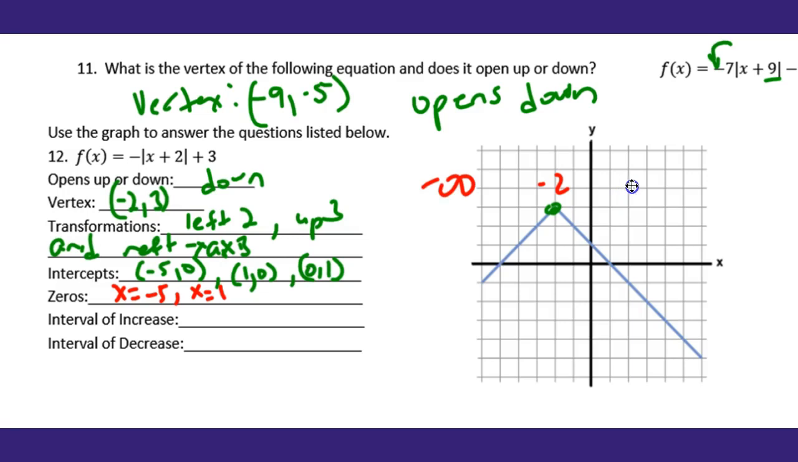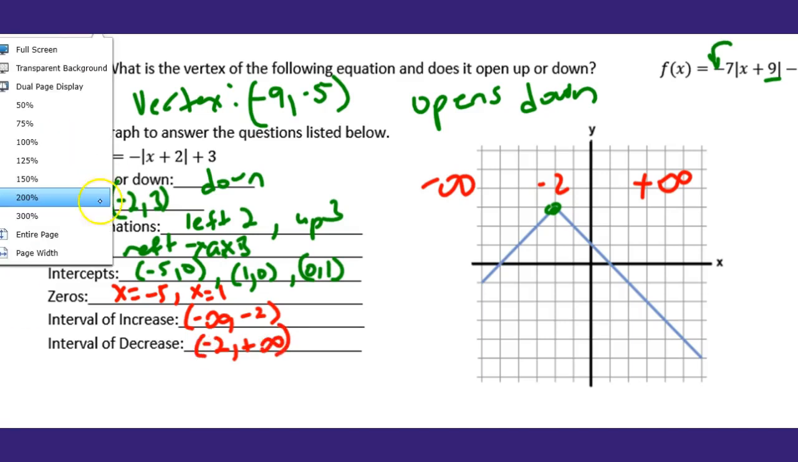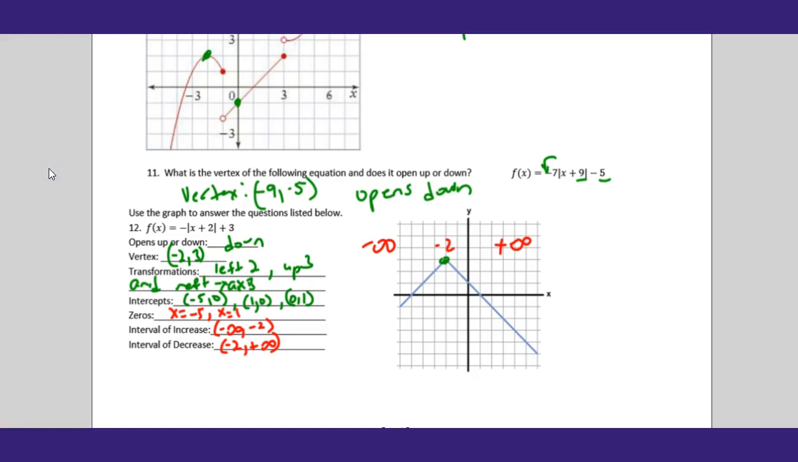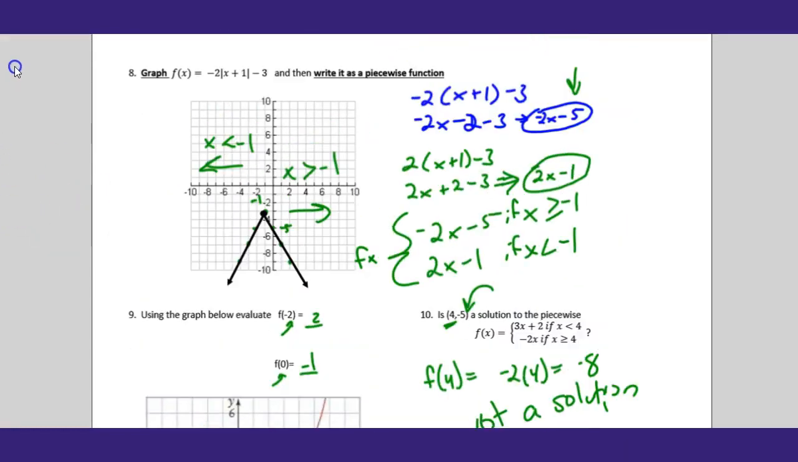My intervals of increase and decrease. This is an increase from left to right. So we have negative infinity to negative 2. And the decrease is going to be negative 2 to positive infinity. And I think that is the whole side. Yep, that's it.